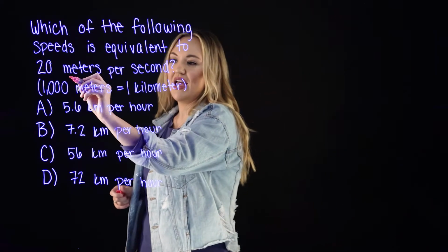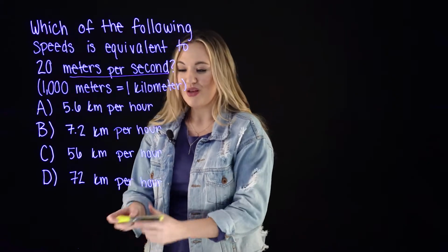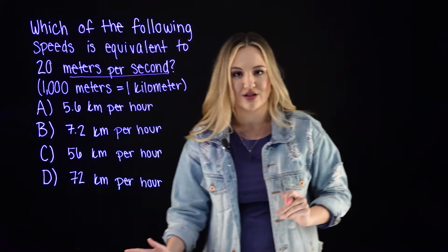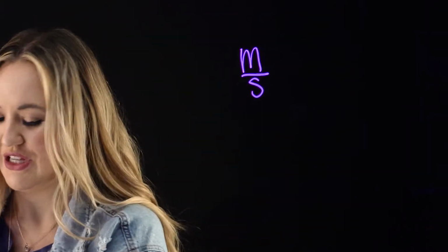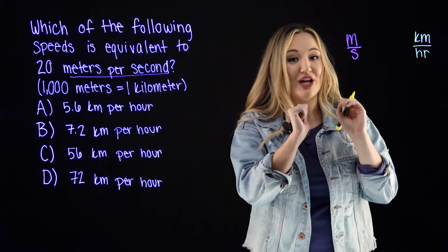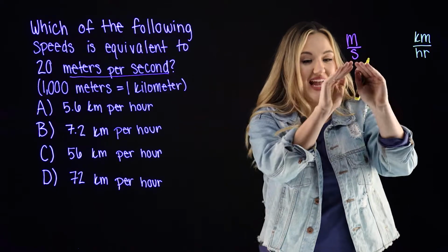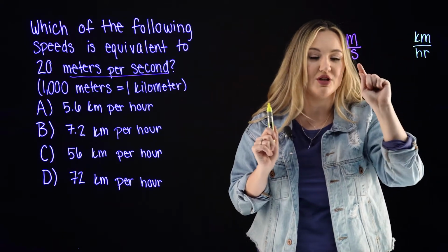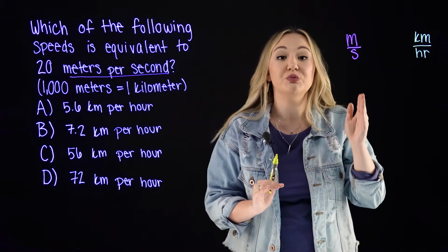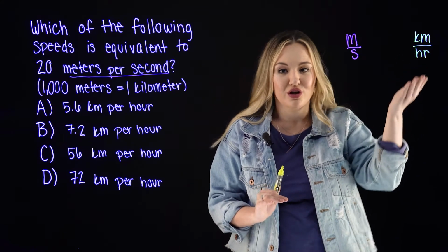And in this case, we have 20 meters per second, and we want, in all of our answer choices, kilometers per hour. So those are the units that we're going to work with. Meters per second, and then we're going to kilometers per hour. Now, notice that in this example, we're going to change both the numerator and the denominator because we go from meters to kilometers and seconds to hours. So in these situations, you're going to want to do multiple conversions to get to your final units.